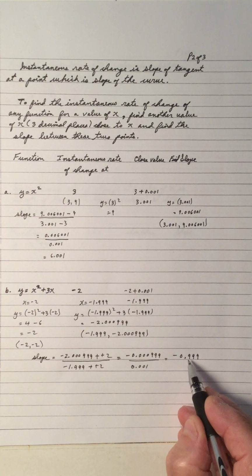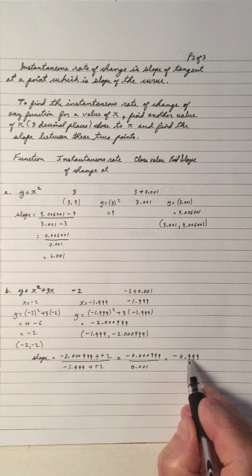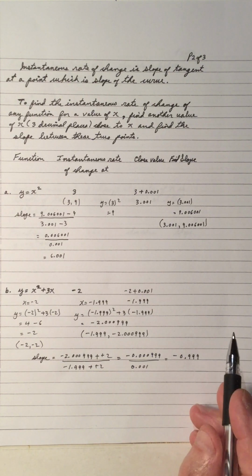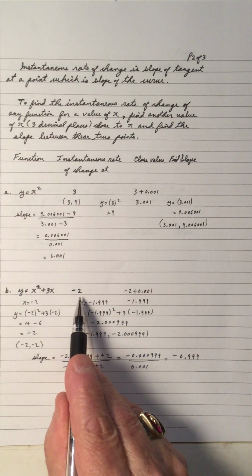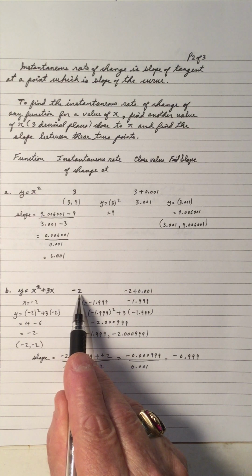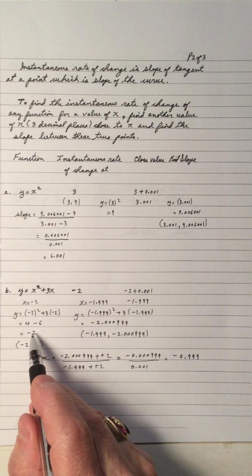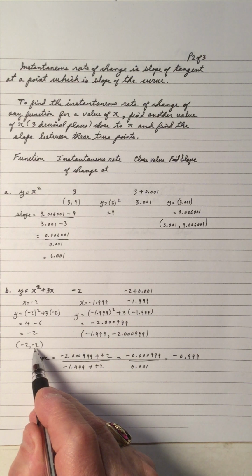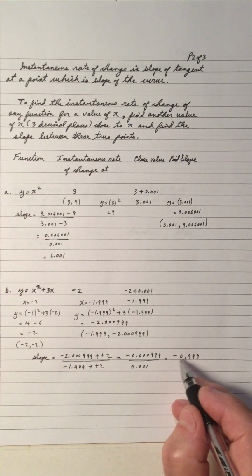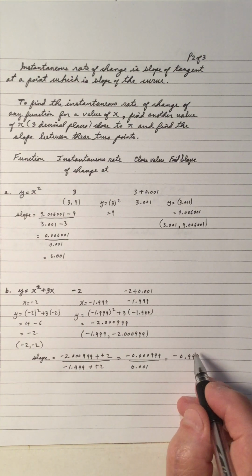So we're very, very close at 3 decimal places. It looks like we're getting approximately negative 1. So the instantaneous rate of change when x is negative 2, which is at the point negative 2, negative 2, the slope of the tangent is going to be approximately negative 1.